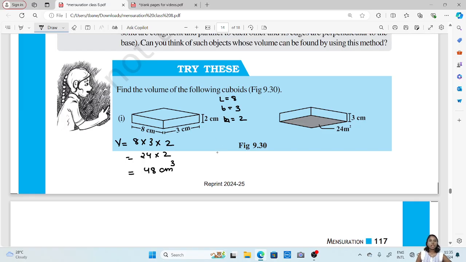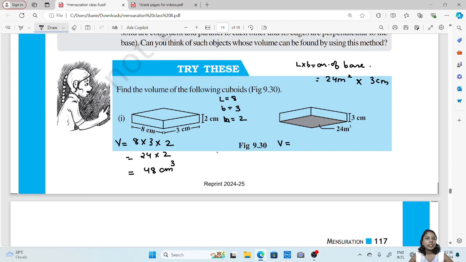Now look at this one. Here they have given us only two things. One is 24 meter square and the other they told us is 3 centimeter. So we know volume is given by what? Above we discussed that length into breadth gives us the area of the base. So in this case, the area of the base is directly given to us as 24 meter square, and they are telling us the height is 3 centimeter. Now this unit we have to match with this one.